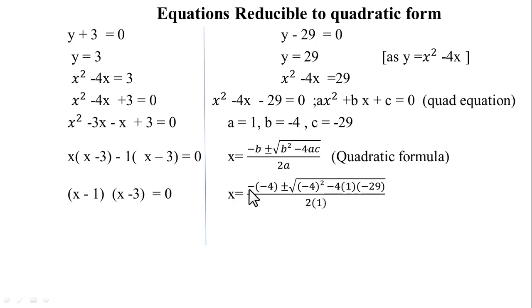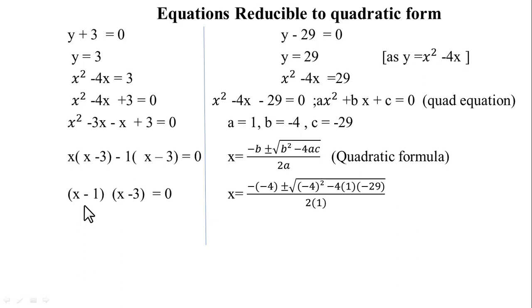Now x is equal to minus b plus minus square root of b square minus 4ac, where the value of b is minus 4, the value of a is 1 and the value of c is minus 29, divided by 2a, which is 2 multiplied by 1.